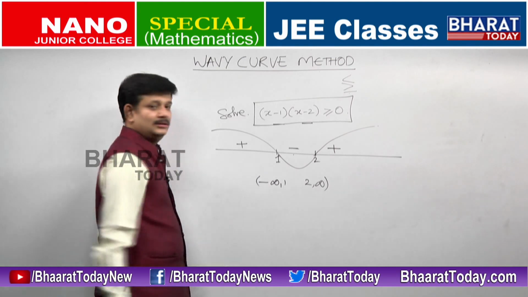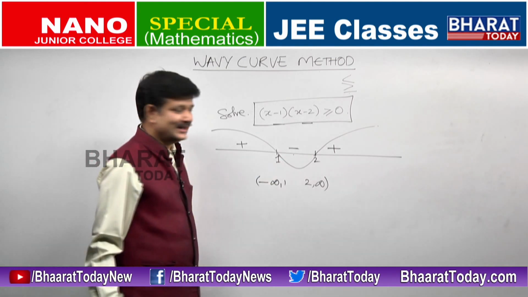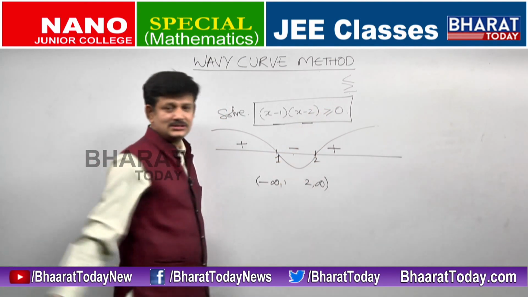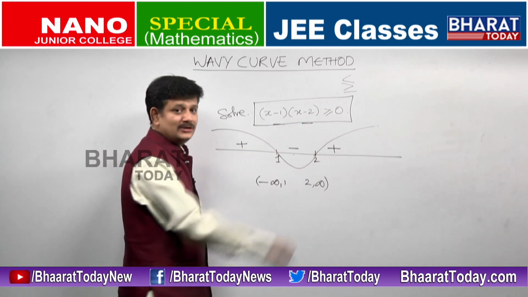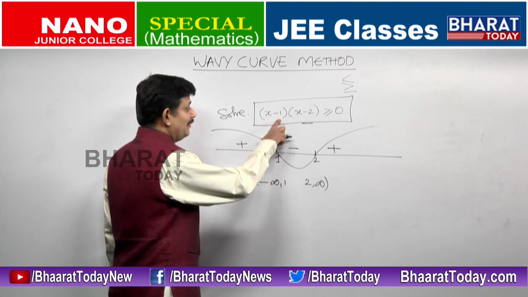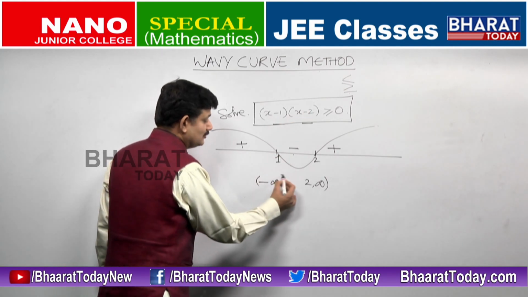Between 1 and 2 it is negative. I want the numbers for which it is greater than or equal to 0. Now this expression can as well be 0. When will this be 0? When x is equal to 1 and when x is equal to 2.